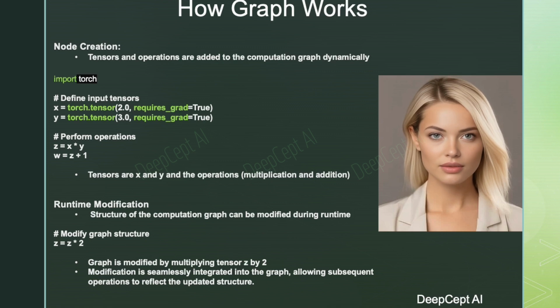Additionally, the structure of the computation graph can be modified during runtime, exemplified by modifying the computation graph structure to multiply tensor z by 2 after its initial computation. This dynamic nature of PyTorch's computation graphs facilitates adaptive model construction and optimization strategies, empowering users to efficiently experiment and innovate in deep learning workflows.